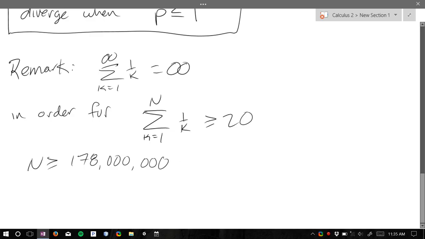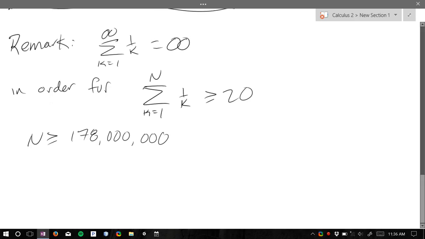It does go to infinity, but you have to have a lot of patience to hit even the number 20. I think you can see number 21 would take a whole lot longer to hit, 22, et cetera, et cetera. So if you're bored, you just figure out how many terms it takes to hit the number 3. The answer is quite a few.